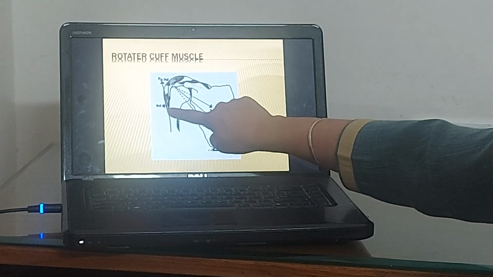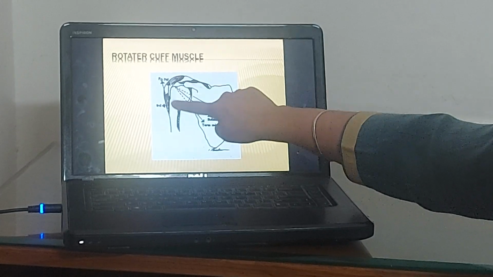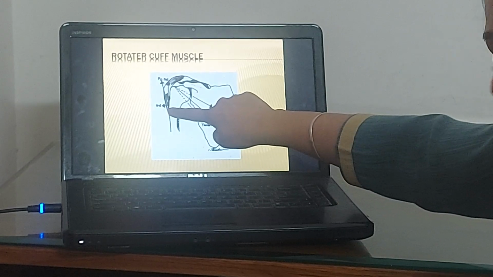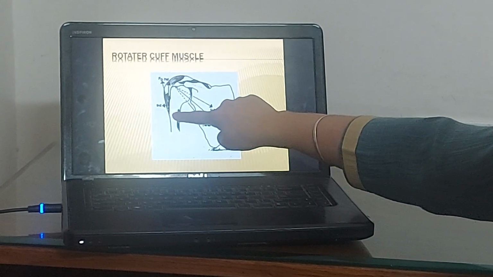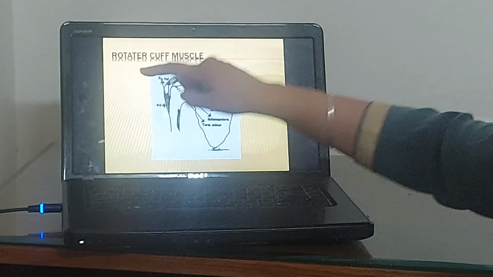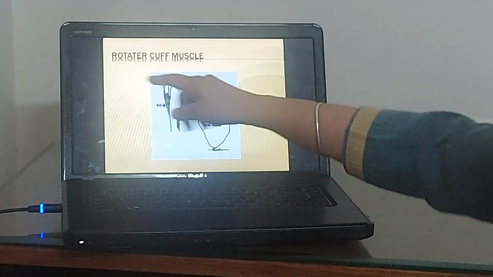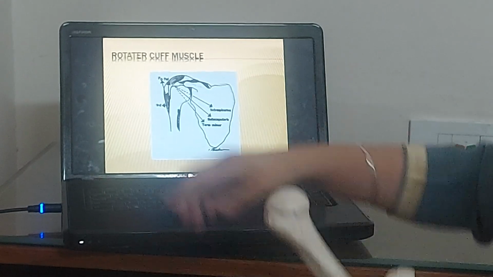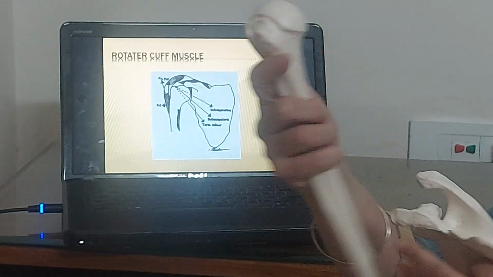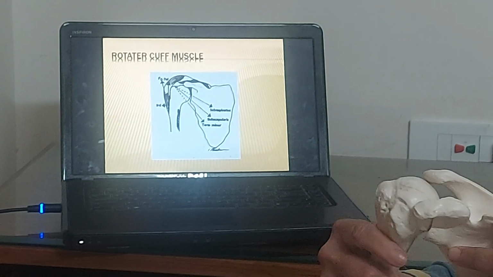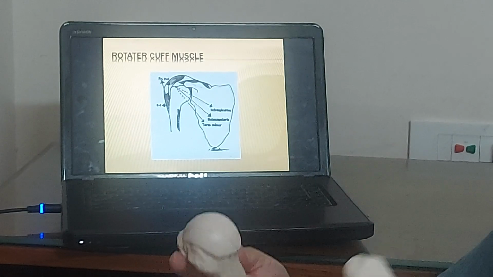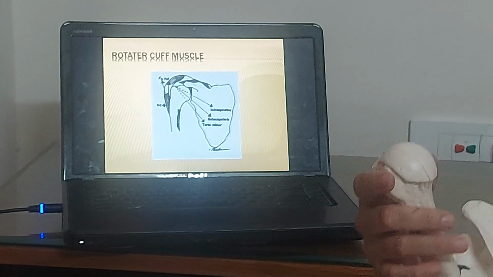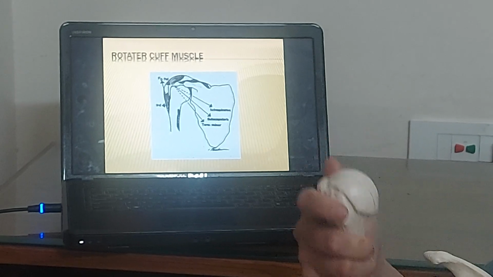Can you see the rotatory component is very small, whereas the translatory component is very large. The magnitude of the translatory component is large and the magnitude of the rotatory component is very less. So this is responsible for lateral rotation of the humerus, whereas this is responsible for superior translation of the head of the humerus. So the deltoid is responsible for the superior translation motion, which is not right. If it is not checked, it will not allow any elevation activity, because then there will be superior translation.